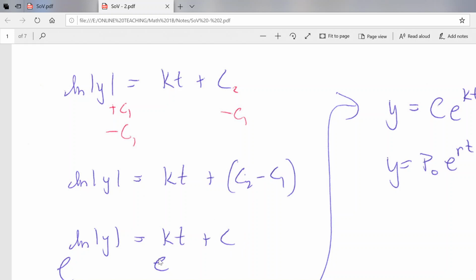To solve for y, I e both sides. I get the absolute value of y. This breaks apart as e to the kt times e to the c. E to the c is a constant, so I'm just going to make it a new c.